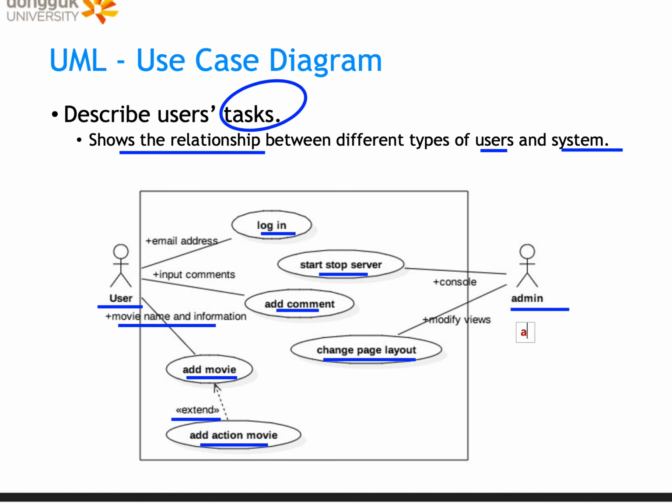Here is the actor, and these are the functionalities. So here is one, and this is input, action, maybe action from actors.